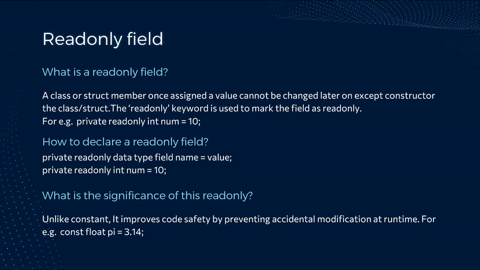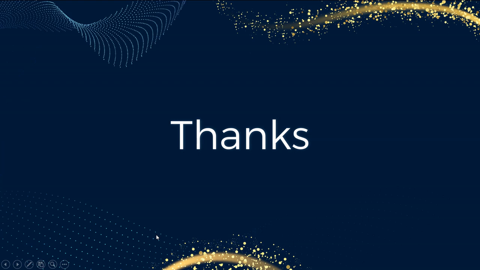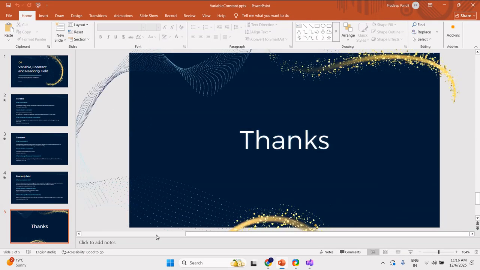Now what is the significance of this read-only field? Unlike constant, it improves code safety by preventing accidental modification at runtime. For example, const float pi = 3.14. Same example you can take, but there is a difference. I will show you. Okay, so let's quickly jump to Visual Studio and see it in action.